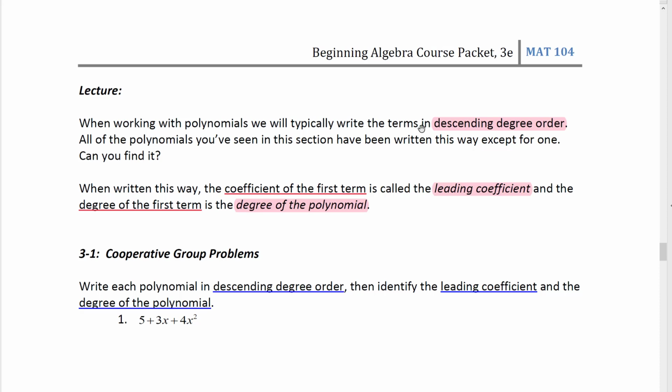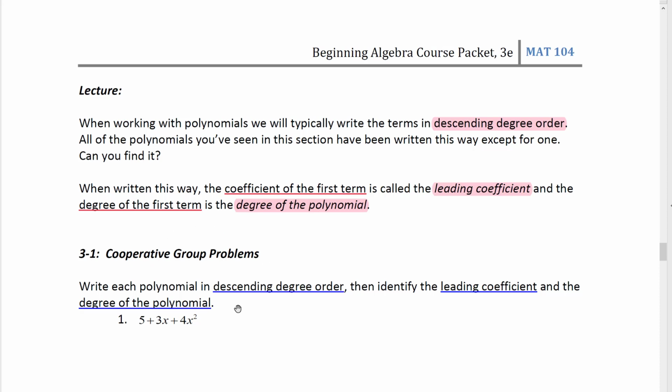Once we've written a polynomial into descending degree order, then we can identify something called the leading coefficient, which is the coefficient of the very first term. So we said the first term for number 1 would be 4x squared. Therefore, its leading coefficient is 4. The degree of a polynomial comes entirely from the degree of the first term as well. So that first term becomes really important, and we could ignore all the rest. For number 1, the degree is going to be 2 for the whole polynomial because the degree of the first term is 2. Please make sure you're not combining degrees from different terms when you consider the degree of the polynomial. The degree of a polynomial comes from the first term or leading term only.